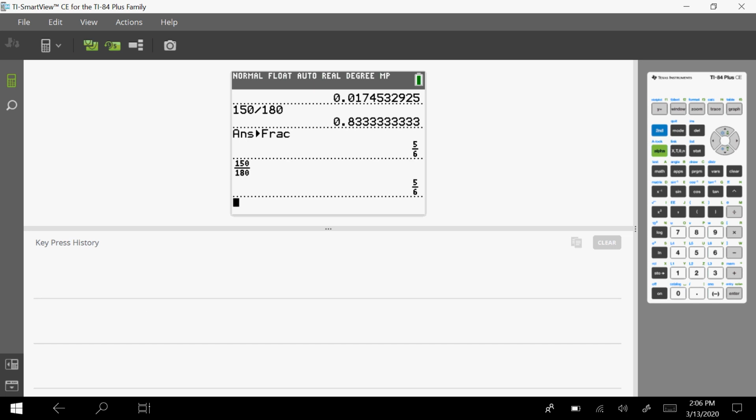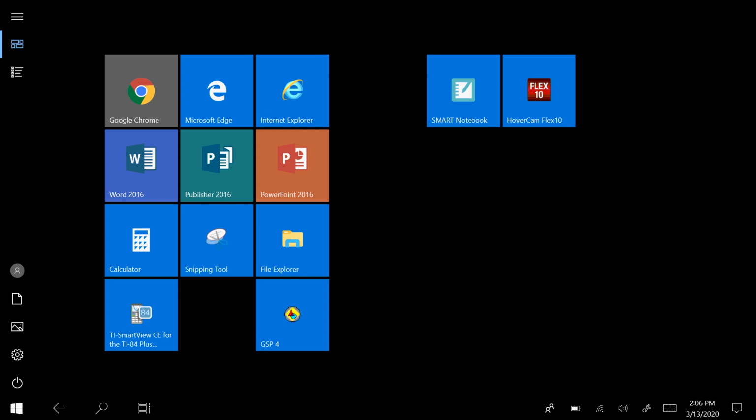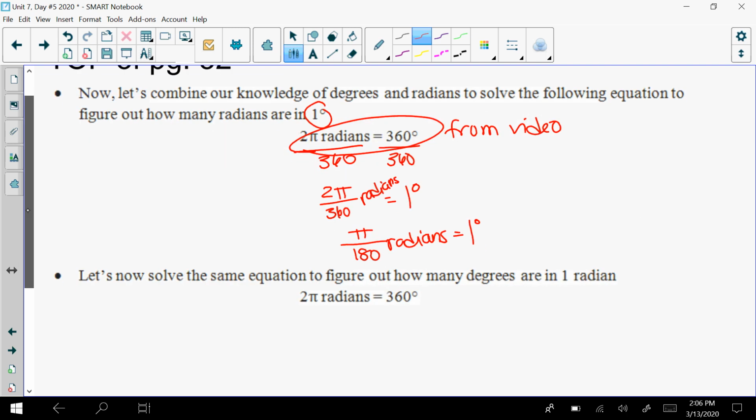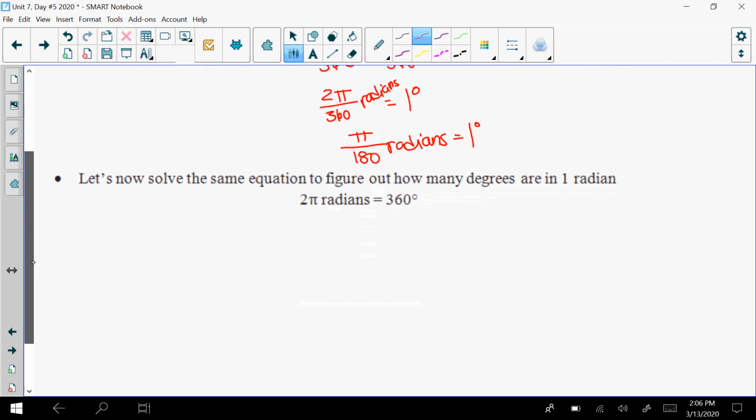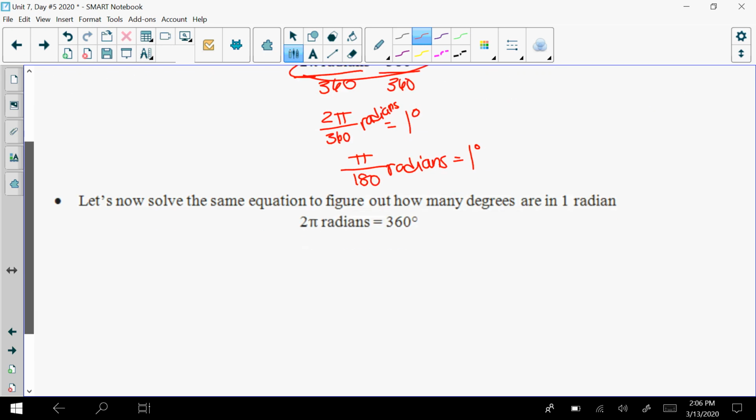Okay. So pi over 180. And you can see that it's about 0.017, which makes sense because 1 degree is a very small angle, so it's a very small number of radians, a very small fraction of a radian. Okay. So now we want to go the other way. How many degrees are in 1 radian?